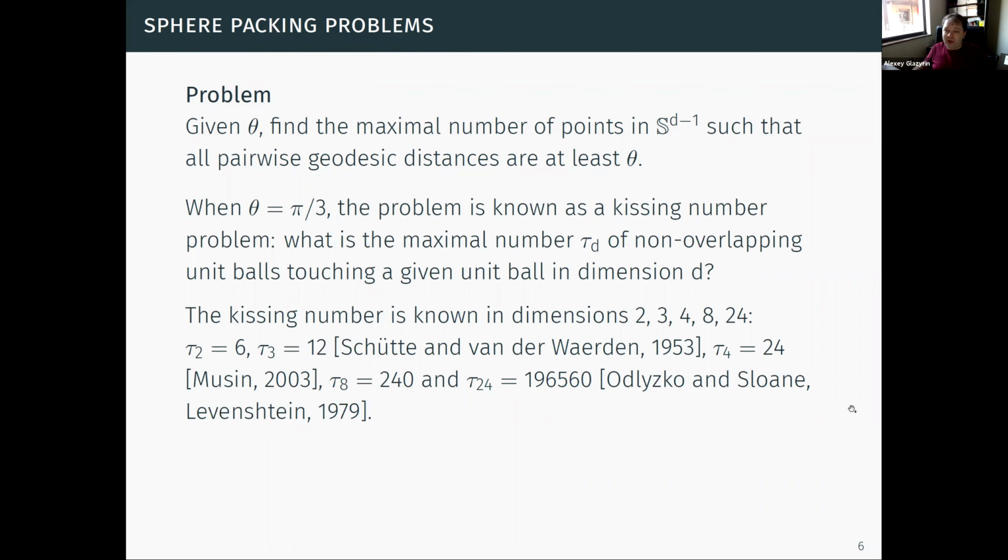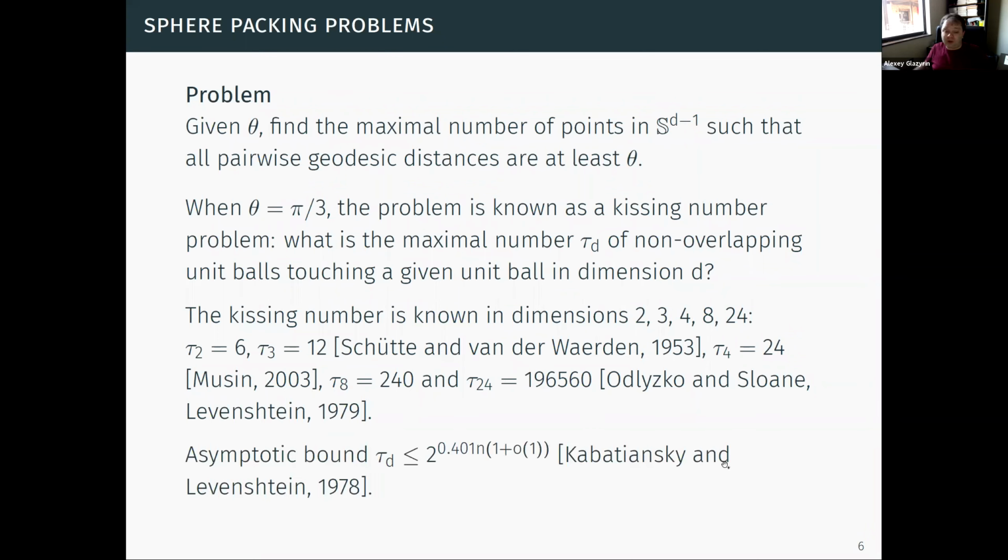And we have literally just a handful of answers to this problem: dimensions 2, 3, 4, 8, and 24. So this is all that we know for the kissing number problem. And there is an asymptotic bound due to Kabatiansky and Levenshtein. So that's one typical packing bound on the sphere.